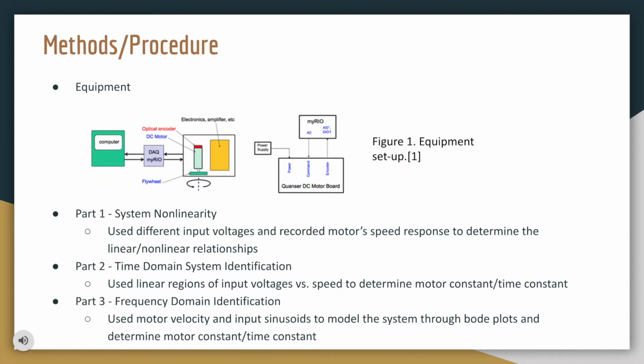This lab is broken up into three parts. In part 1, we used different input voltages and recorded the motor speed response to determine the linear and nonlinear relationships. In part 2, we found the motor constant and time constant by isolating and analyzing the linear regions of input voltage versus speed. In part 3, we modeled the system through Bode plots using motor velocity and input sinusoids to determine the motor and time constants.